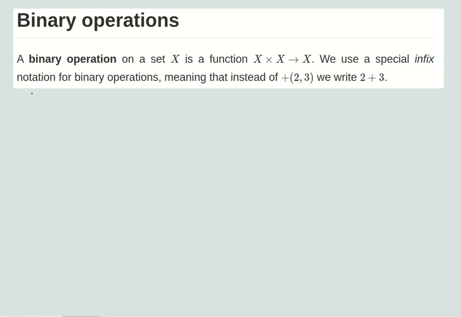A binary operation on a set X is a function from X cross X to X. For example, you can think of plus as a binary operation on the set of integers. It takes a pair of integers a, b as input, and it outputs another integer a plus b. So we tend to use a special infix notation for binary operations, just like we do for addition or multiplication. What infix means is that instead of writing plus 2, 3, we write 2 plus 3. Or instead of writing times 2, 3, we'd write 2 times 3.